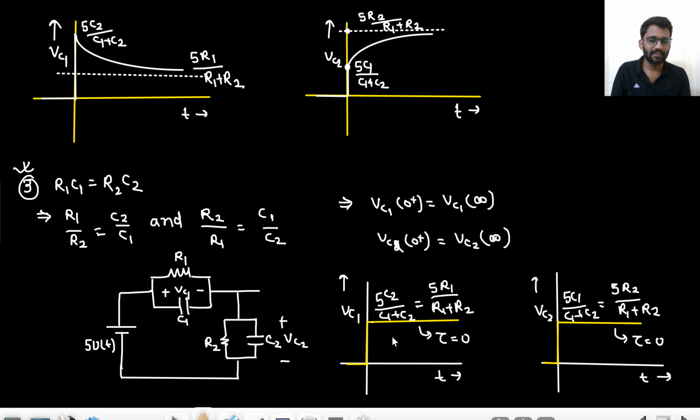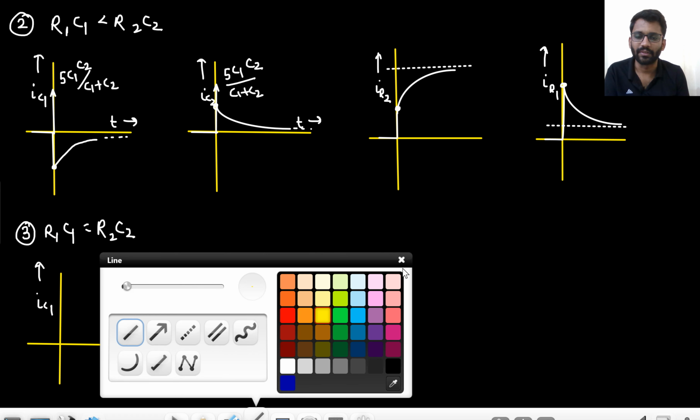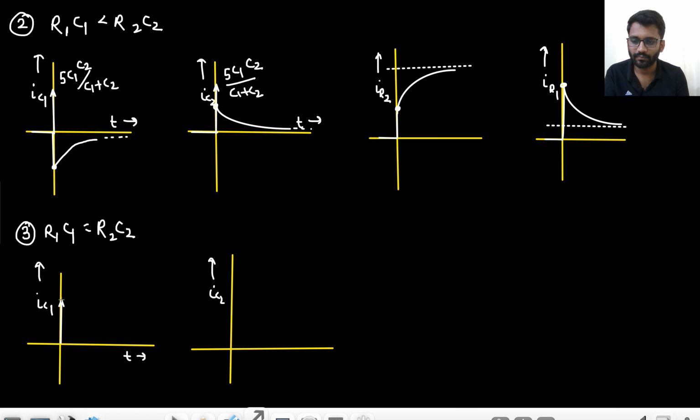This is a step function, right? VC1 is a step. What is the differentiation of a step? That will be an impulse. Or you can see at t equals 0, we have a sudden jump, then we have constant. So if VC is constant, that means current will be 0. So only an impulse current will be there, and that has the magnitude of 5C1C2 upon C1 plus C2, and here as well 5C1C2 upon C1 plus C2.